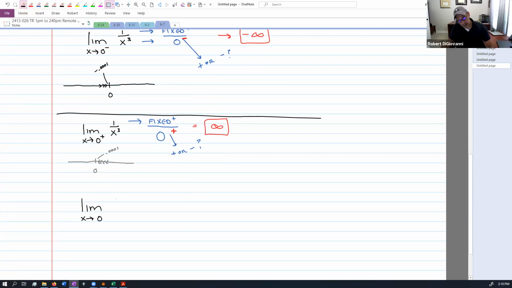Yep. So now if I ask you this question, and I don't put plus or minus, you have to check both sides, which we've already done, right? So if you check from the left, we got negative infinity, and from the right, we got positive infinity. And that means these don't match, right? These aren't the same. And so this limit would not exist. So yes, very good.